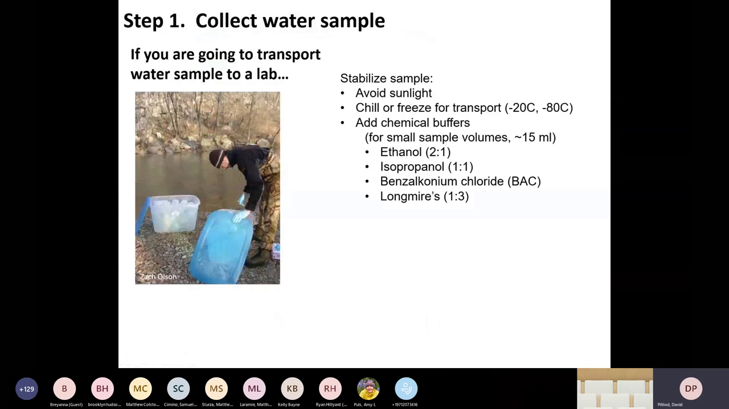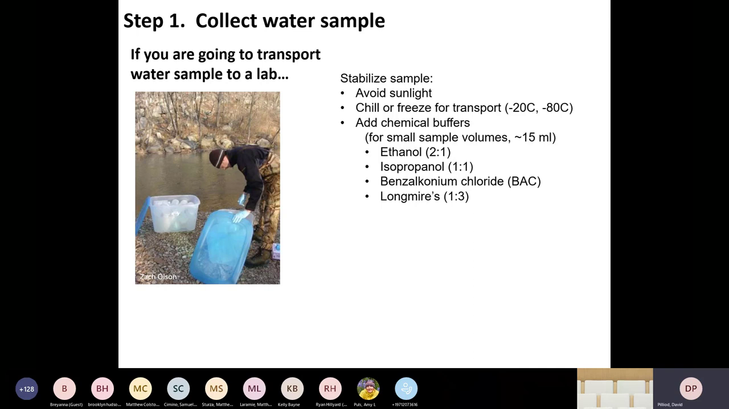If you're going to transport water to a lab, there's a couple things to think about. One, avoiding sunlight. This container that he's using is probably not great because it's clear. We always recommend putting things into a cooler that's dark and keeps things cool. Chilling's important, or you can freeze on site using liquid nitrogen or something. Or if you have a vehicle nearby, you can have a cooler with ice or a cooler with an electric one.